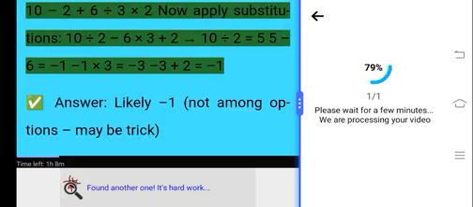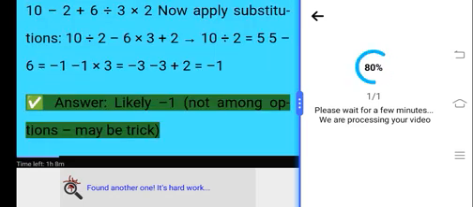10 ÷ 2 + 6 ÷ 3 × 2. Now apply substitutions: 10 divided by 2 is 6, times 3, plus 2. So 10 divided by 2 equals 5, 5 minus 6 equals minus 1, times 3 equals minus 3, minus 3 plus 2 equals minus 1. Answer: likely minus 1, not among the options.